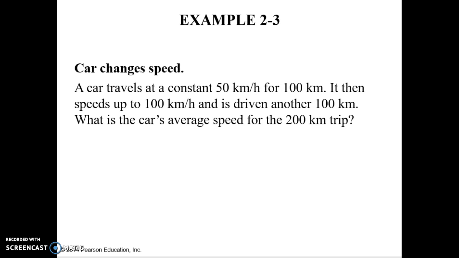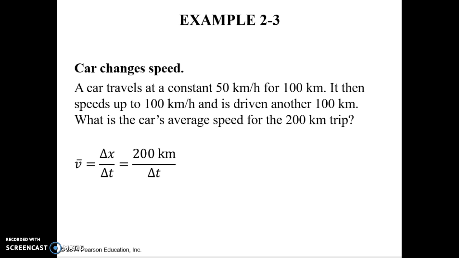Alright, last example. A car travels at a constant 50 kilometers per hour for 100 kilometers. It then speeds up to 100 kilometers per hour and has driven another 100 kilometers. What is the car's average speed for the 200 kilometers trip? The first step, again, is to write the definition of average velocity, change in position over change in time. We know the displacement, or the change in position, for the car's trip to be 200 kilometers. However, what we don't know is the total time it took the car to travel 200 kilometers.